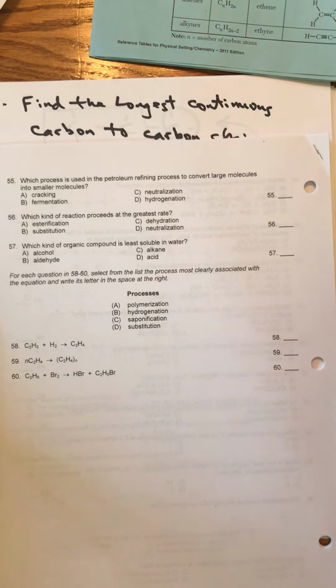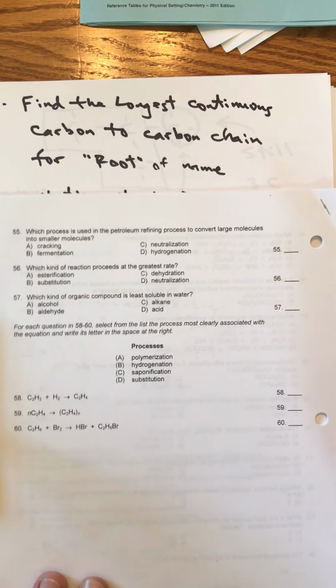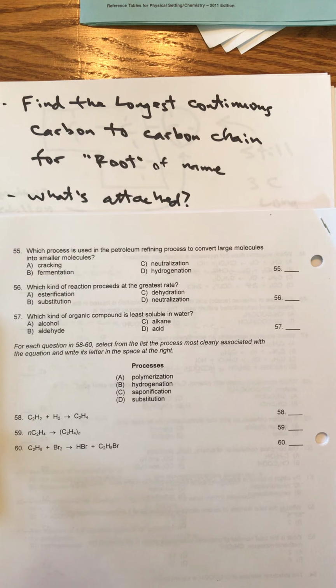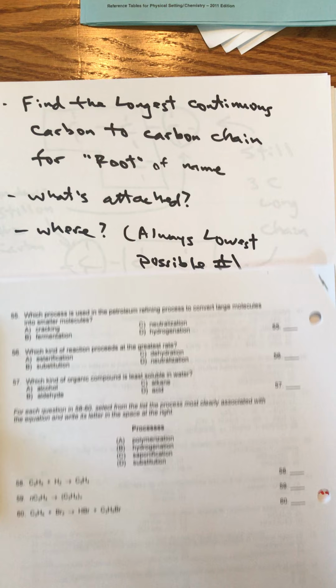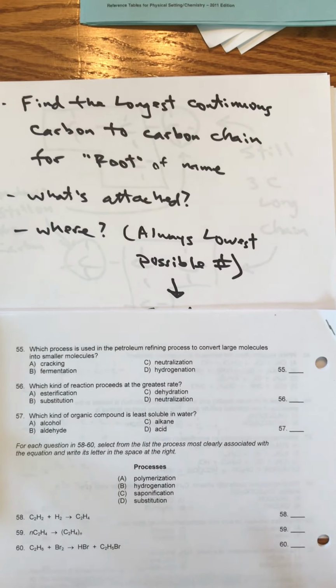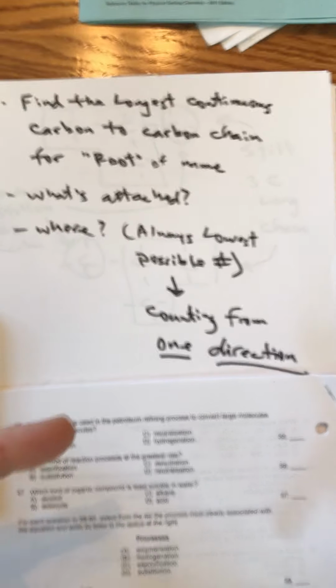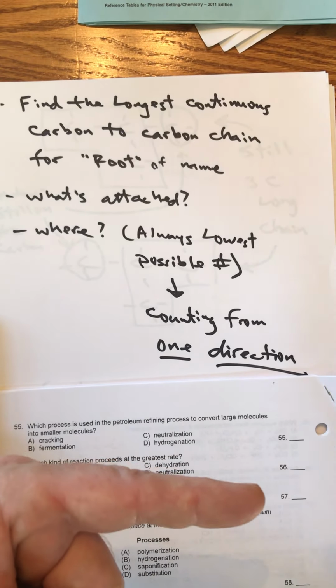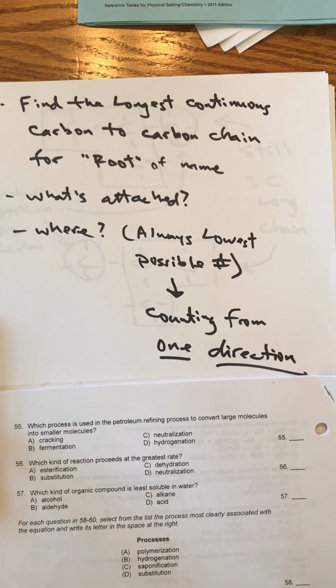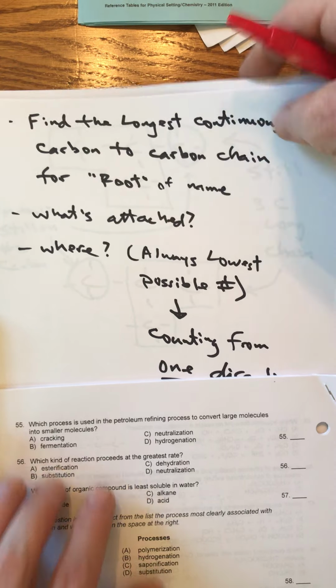You find the longest continuous carbon-to-carbon chain, and that's going to be the root of your name for the compound. Then you say, well, what's attached to that chain? Where is it attached? And you always pick the lowest possible numbers. I'll do a few examples of that, show you how it works. You got to count from one direction also. If you've got more than one thing attached, you can't count one way for this attachment and another way for that attachment. Once you pick a direction, that's your direction. You always pick the direction that gives you the lowest possible numbers.